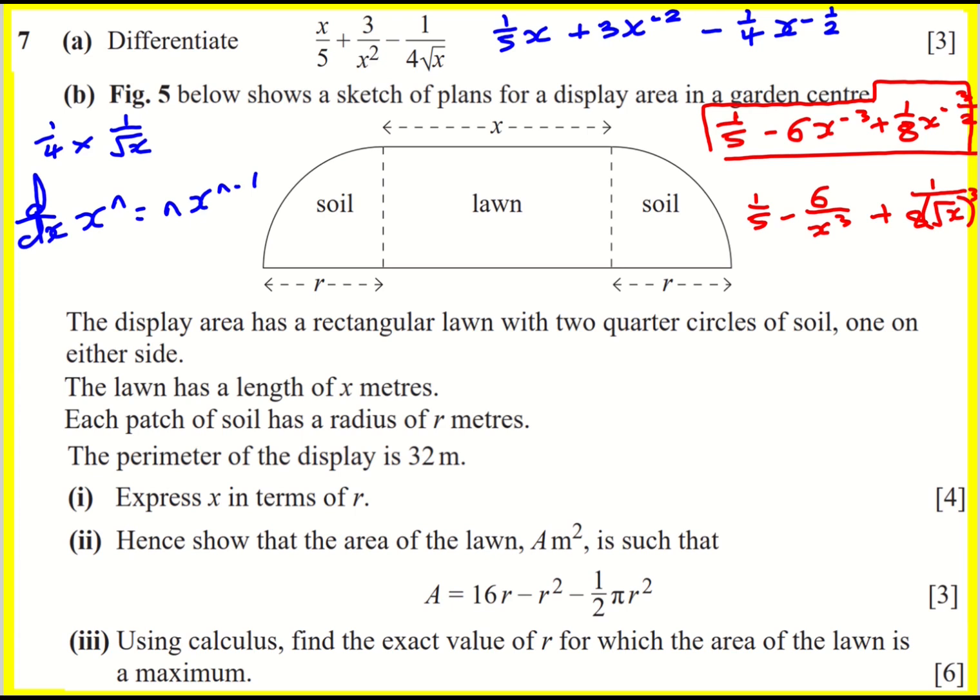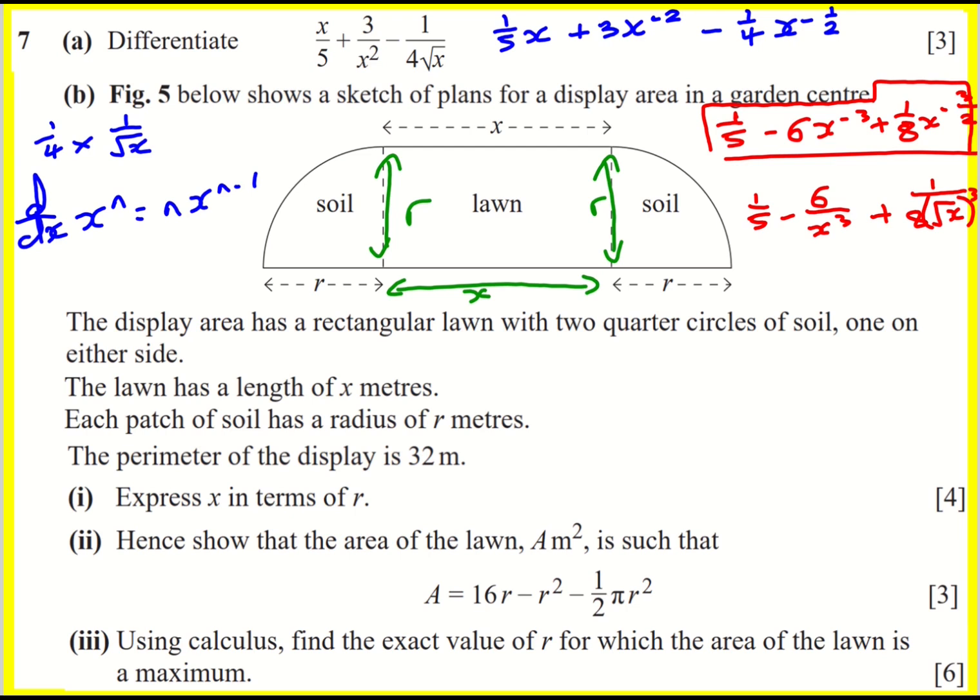Moving on to the next part, the display area has a rectangular lawn with 2 quarter circles of soil, one on each side, as we can see. The lawn has a length of x meters. That means this is also going to be x meters because we were told that it was rectangular. And each patch of soil has a radius of r. So that means that is also r, as is that one there.